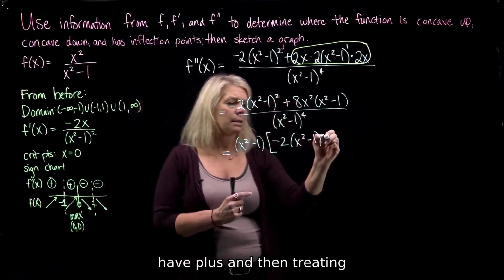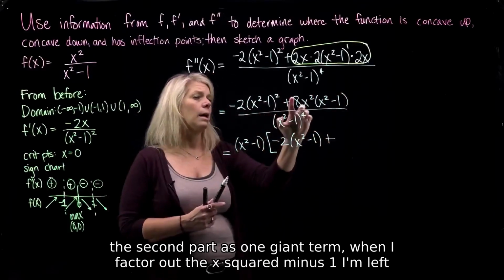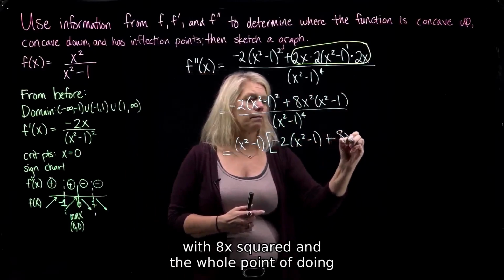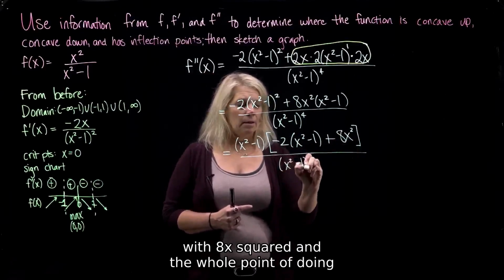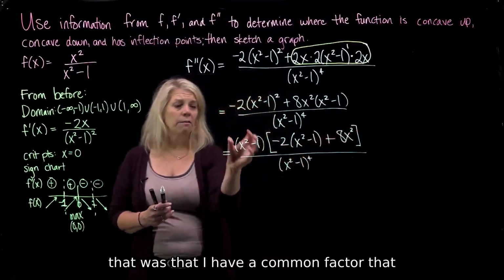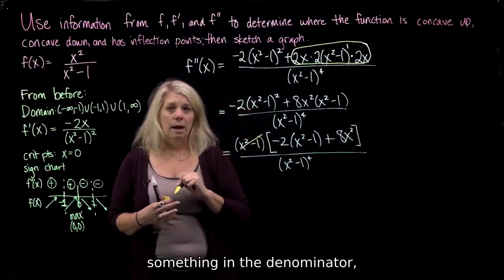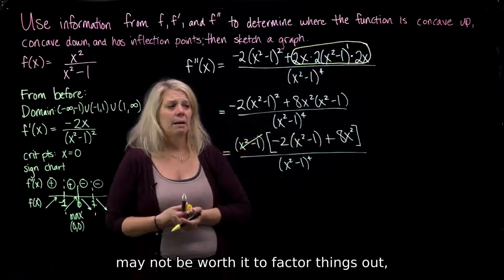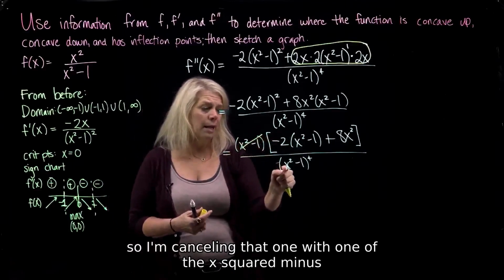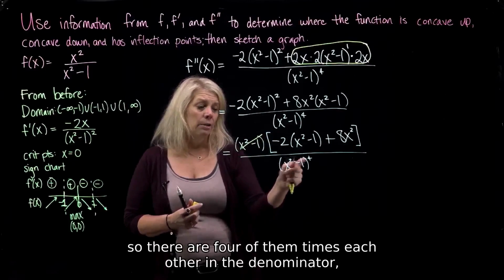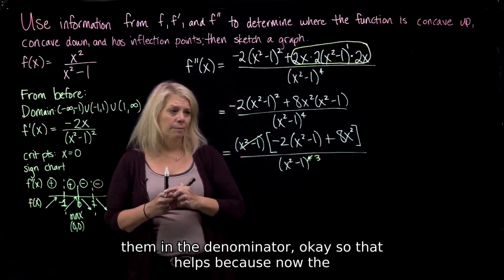And then I'll have plus, and then treating the second part as one giant term. When I factor out the x squared minus 1, I'm left with 8x squared. And the whole point of doing that was that I have a common factor that I have factored out that I can then hopefully cancel with something in the denominator. If I couldn't cancel anything, then it may or may not be worth it to factor things out. So I'm canceling that one with one of the x squared minus 1 factors in the denominator. So there are 4 of them times each other in the denominator. That'll leave 3 of them in the denominator.